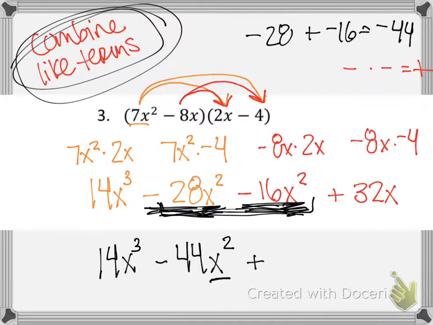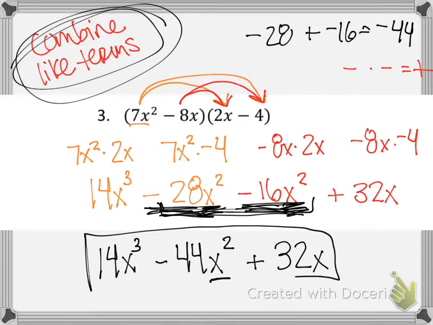And then I still have that plus 32x at the end. So my final answer is 14x to the third minus 44x squared plus 32x.